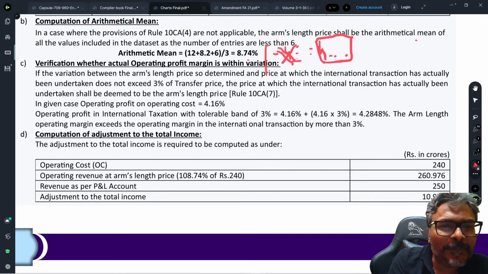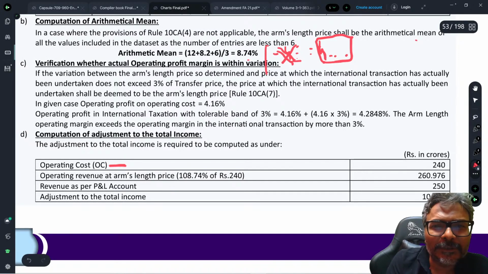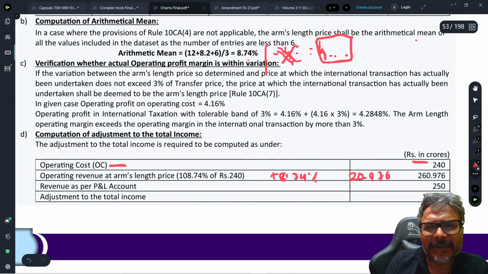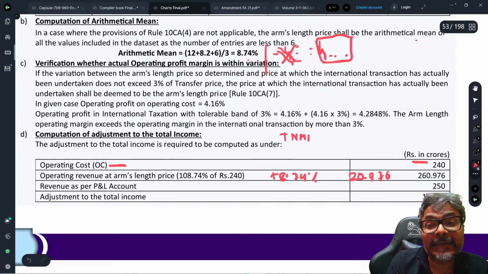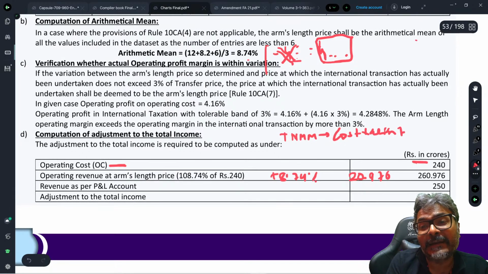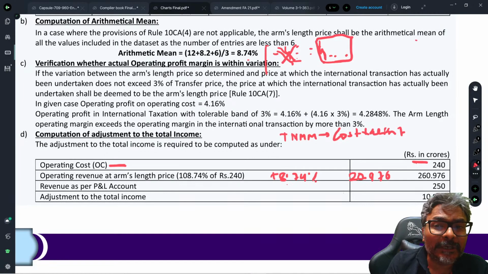So here, students, on the operating cost of 240, please add 8.74%. 8.74% comes to 20.976. Directly the answer on the operating cost, because it is a TNMM method, students. Please pay attention. It is a TNMM method with the cost variant. So the margin has to be added to the operating cost of 240. I'm adding 8.74%, which gives me 20.976.